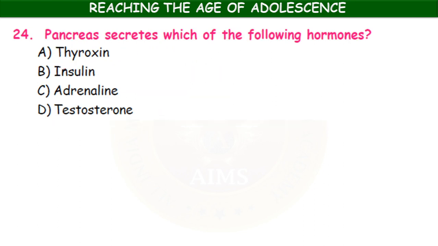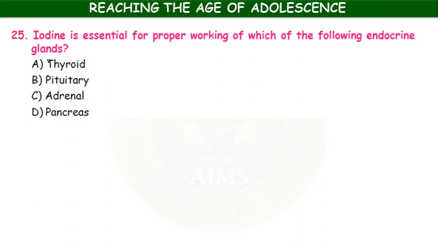Traditional Indian food. The pancreas secretes which of the following hormones? Thyroxin, insulin, adrenaline, testosterone. So the pancreas produces insulin and glucagon. These are the two hormones actually.